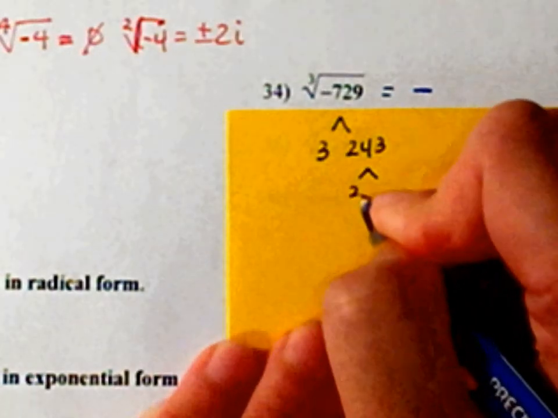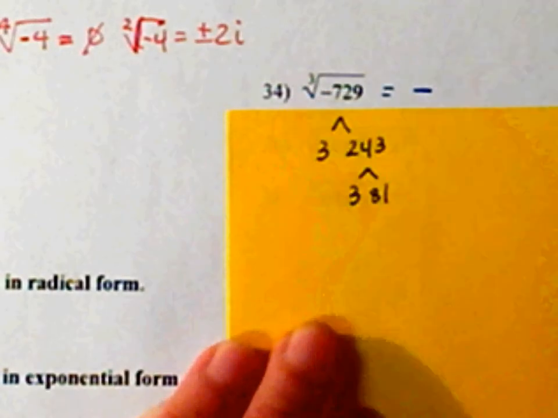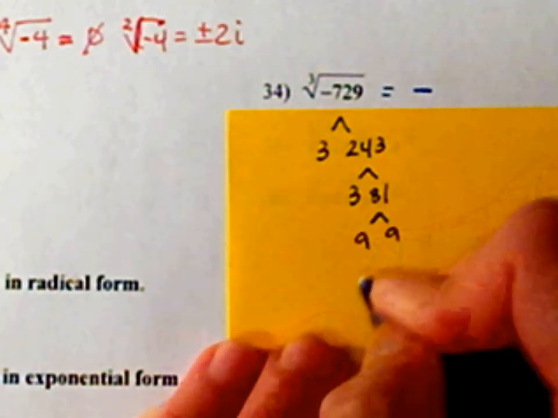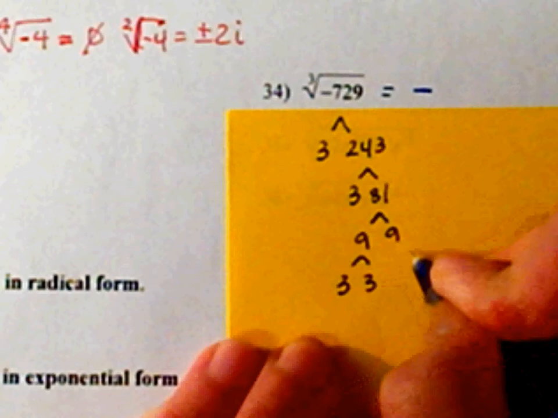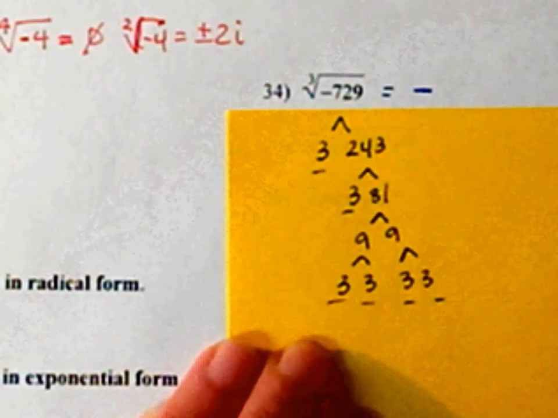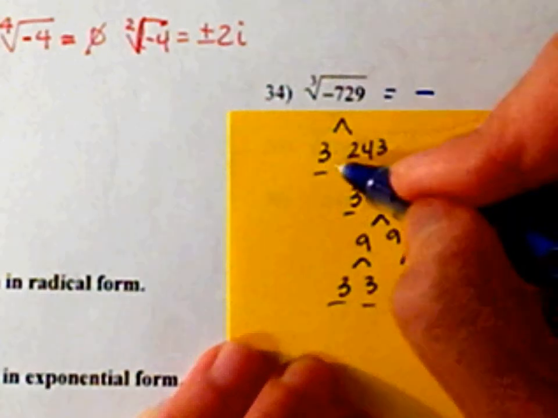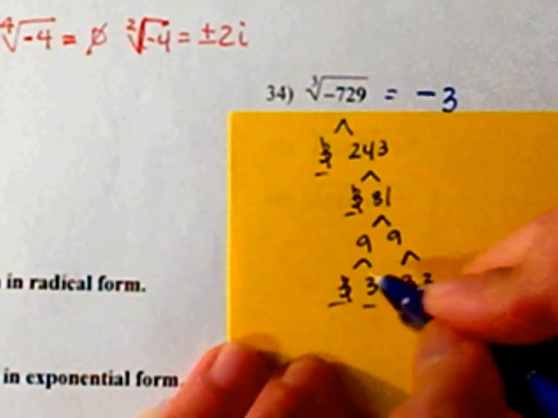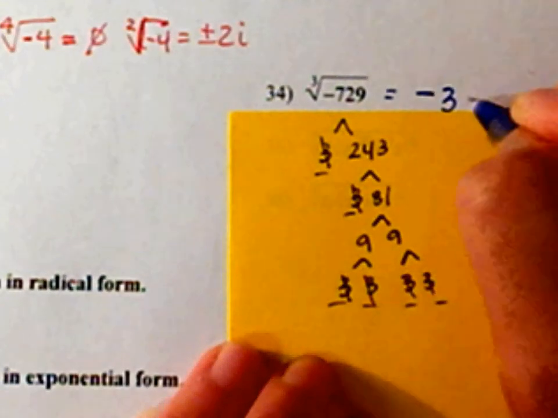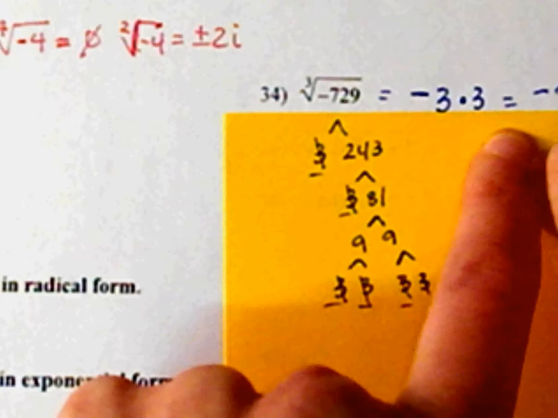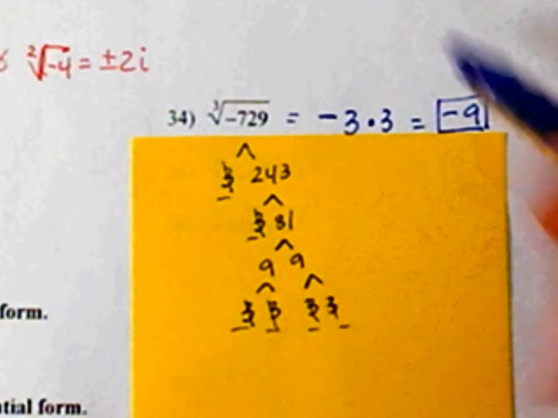I'm looking for 3 of a kind. Factors of 81, 9 and 9. Factors of 9, 3 and 3, 3 and 3. All these are prime numbers. I'm looking for 3 of a kind. 1, 2, 3. Do you have another set? Yep. 1, 2, 3. Okay? So what's negative 3 times 3? Solution is negative 9. And it's not going to be a plus or minus because your root is odd.